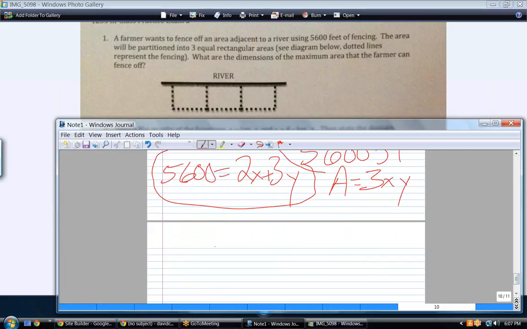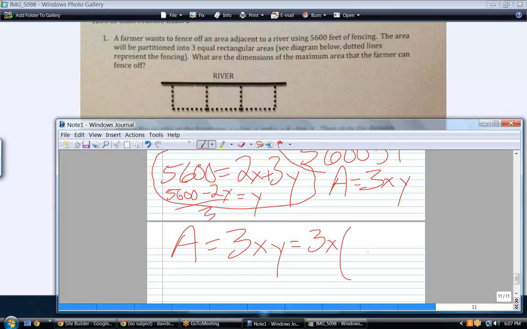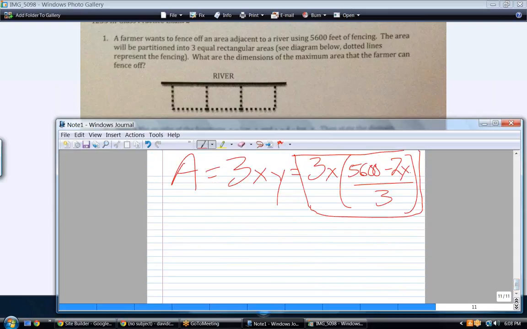Now, the reason this isn't a calculus problem is because we can do it with pre-calc. If area equals 3xy, and I can solve for y and substitute it, let's solve this equation for y. So y equals 5,600 minus 2x, all divided by 3. And now I'm going to substitute that in for this function here. So 3x times 5,600 minus 2x all over 3. So here is the equation for area. Notice that that's going to be a quadratic because we have an x times an x.